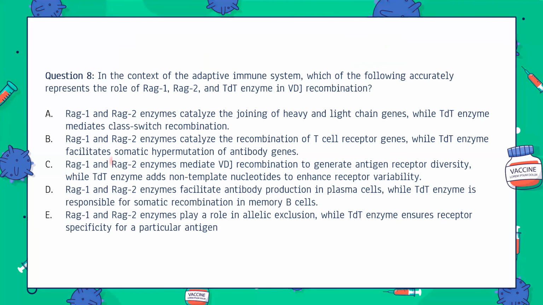Now, going back to our question, looking at C, it says RAG1 and RAG2 enzymes mediate VDJ recombination to generate antigen receptor diversity. Is that correct so far? Yes. While TDT enzyme adds non-template nucleotides to enhance receptor variability. Does that make sense?